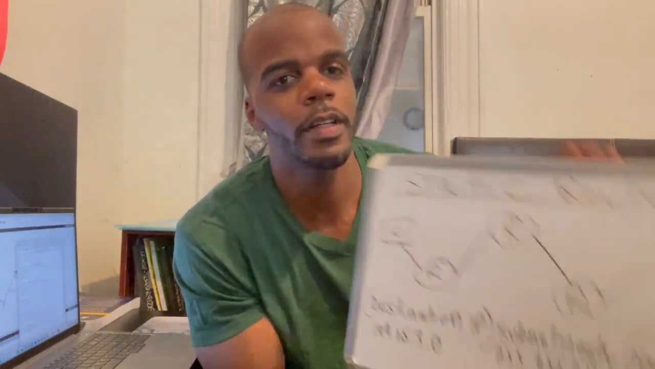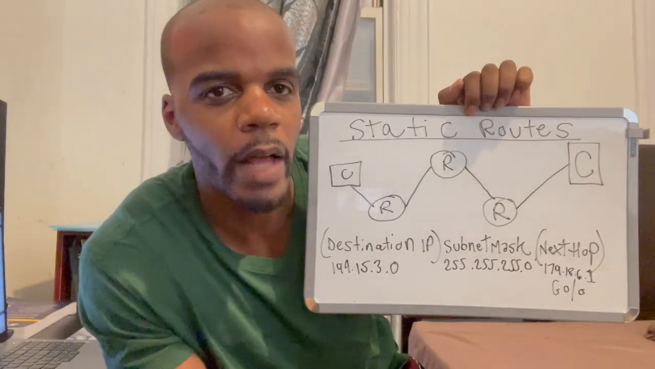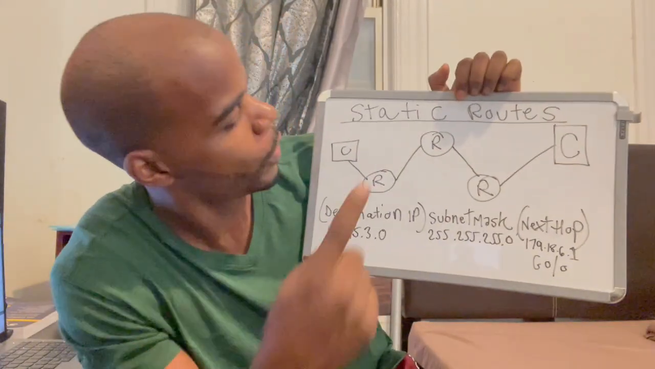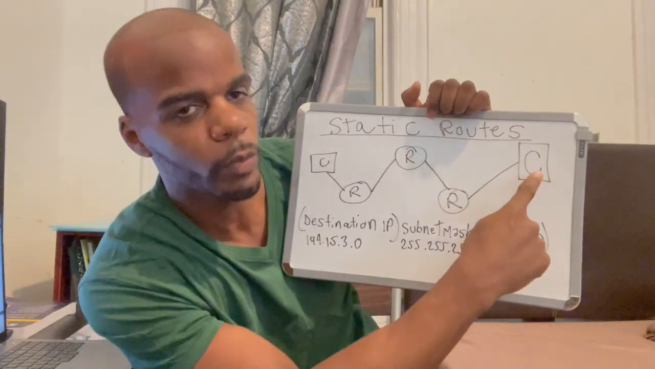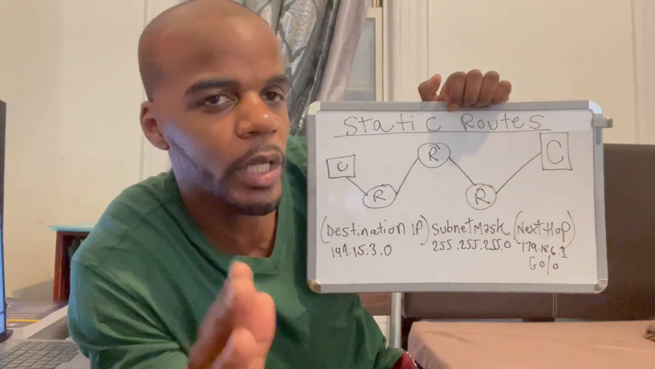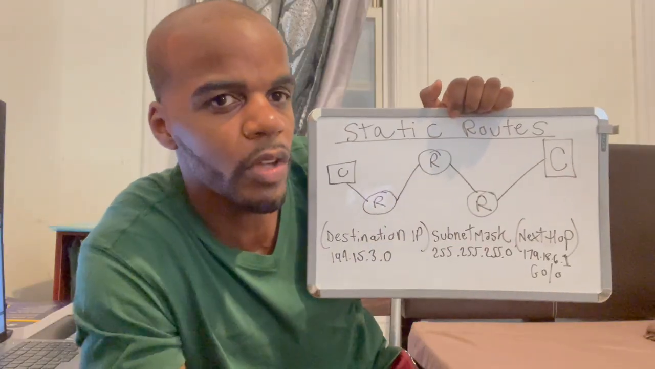So back to my illustration. When we have static routes, we're basically telling this computer to communicate with this computer. But before we can do that, we need these routers to communicate with each other.